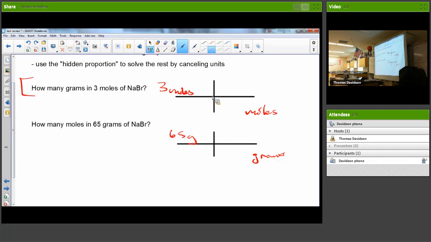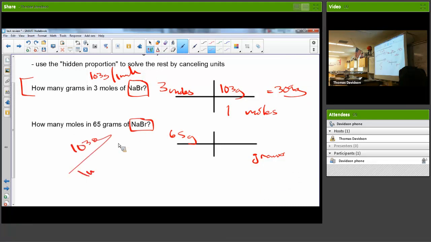So, look, you're going to have to find NaBr. 103. That's 103. But you had to do that, right? If you already have it, you already know what order it goes in. Where does the 1 go? With the moles. What goes on the top then? 309 grams. Now, down here, we got to find NaBr. 103 grams per mole. All right, well, grams are there, so what goes down here?